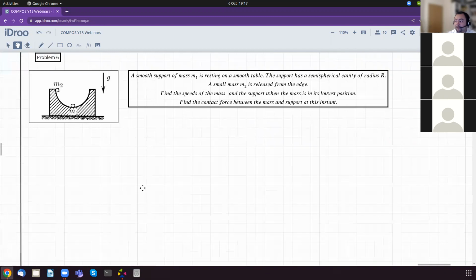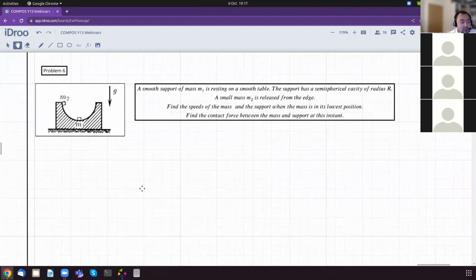Very good, very, very good, Henry. So conservation of energy, yes. What else would we need?